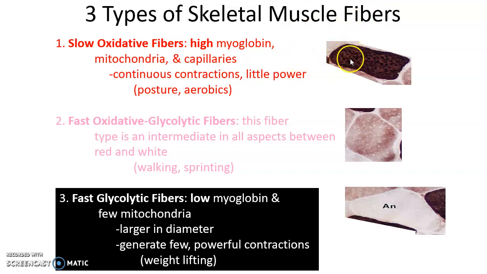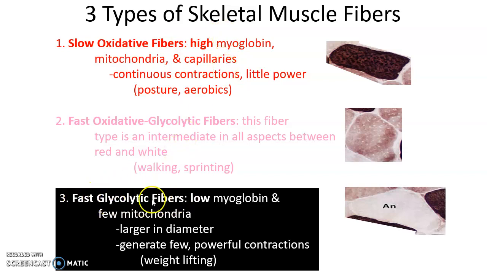So these muscle fibers can contract for very long periods of time. However, they're also kind of thin, so they can't generate a lot of power. So they're very useful for activities like aerobics maybe, or the muscles that are always contracting to give us our posture so we can hold our head upright. Those would have lots of slow oxidative fibers.